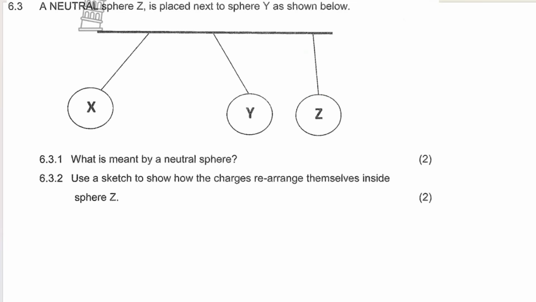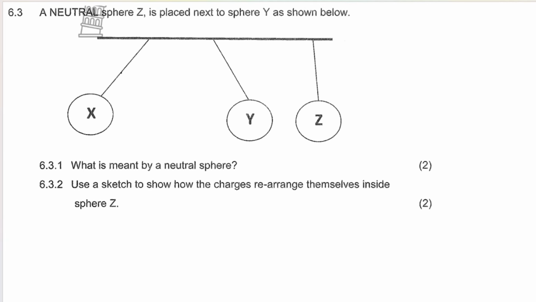6.3 says a neutral sphere Z is placed next to sphere Y as shown below. So as we mentioned already, at this stage, X is positive and Y is also a positive, and they are repelling each other like this, and then they replace a neutral sphere Z over here. Now, they say, what is meant by neutral?